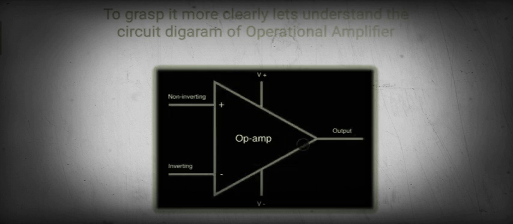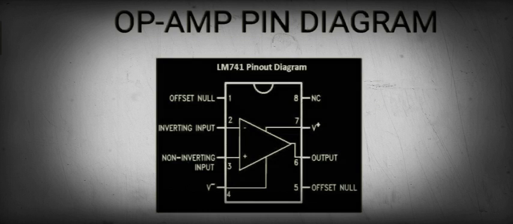So moving on to its pin diagram, it is the pin diagram of the most common op-amp, that is 741, and it is also used in various integrated circuits as well as electronic components. The first pin is offset null, second is the inverting input terminal, third is the non-inverting input terminal, fourth is the negative voltage supply, fifth is the offset null, sixth is the output terminal, seventh is the positive voltage supply, and eighth is no connection.